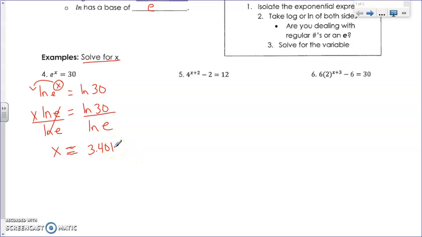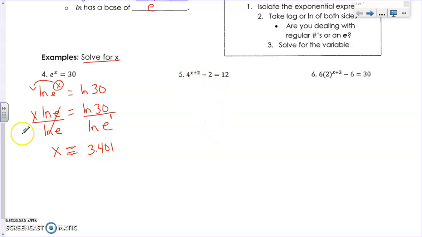Now, if you don't know this, ln e is actually 1. So this is just ln of 30. But you can put this in your calculator, do ln 30 divided by ln e to the first power, because you have to put a 1 there because it always asks for the exponent, and you get that.